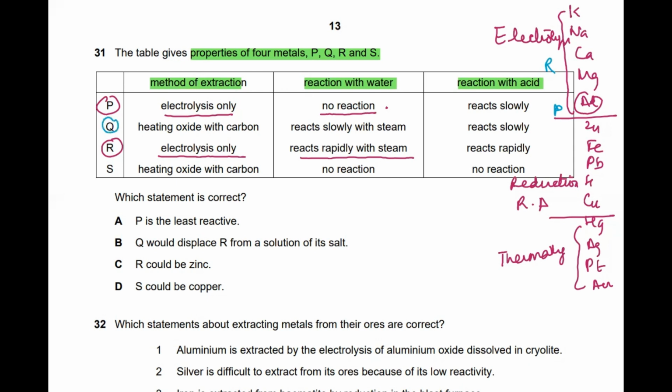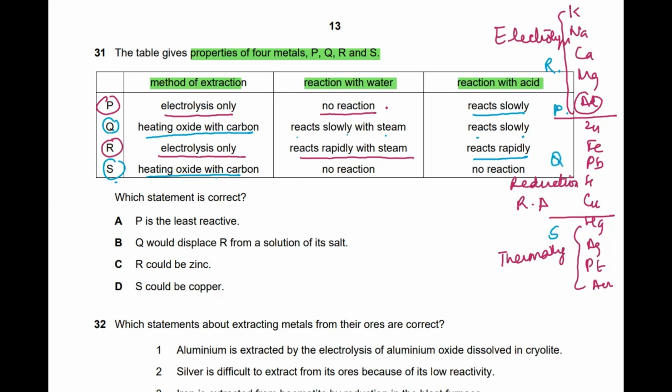Coming to the next, Q and S, further let's see, reacts slowly and reacts rapidly. So definitely R is more reactive and P is less reactive. Then we have the next option, Q and S. They both are being extracted when you heat their oxide with carbon. Okay. But further, when we move on, that says it reacts slowly with steam and reacts slowly with an acid, whereas S shows no reaction with water. So S is below here, and definitely Q is above here. So this is how we sequence them, right?